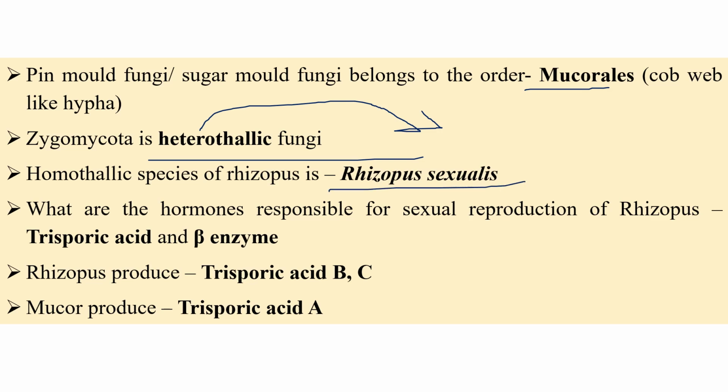What are the hormones responsible for sexual reproduction in Rhizopus? It is a very important one: trisporic acid and beta enzyme, mostly trisporic acid. Rhizopus produces trisporic acid B and C. Mucor produces trisporic acid A.